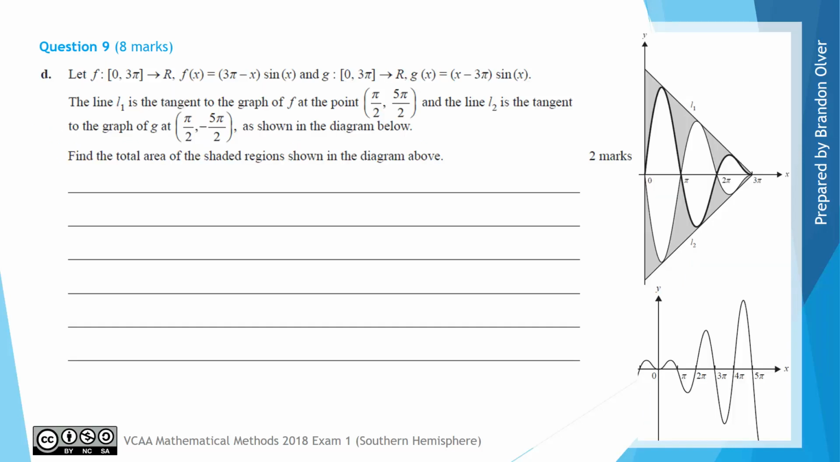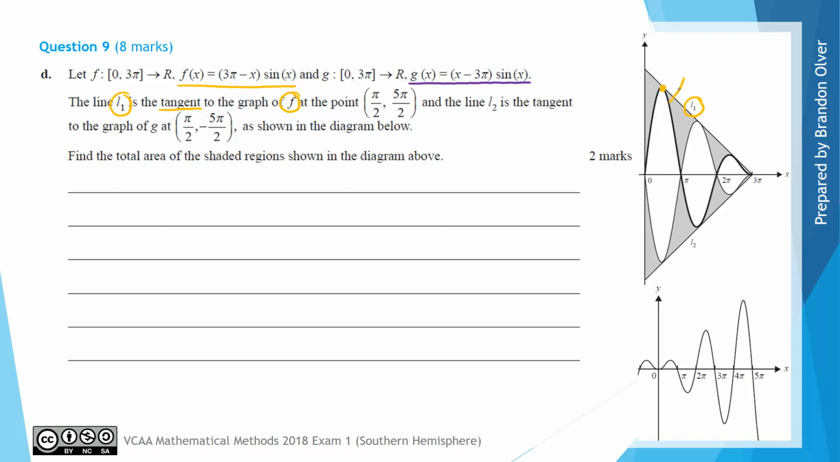For part D, let f have the domain 0 to 3π, where the rule of f of x is (3π − x) times sine of x. And g also has the domain of 0 to 3π, where its rule of g of x is equal to (x − 3π) times sine of x. So L1 is a line that is a tangent to the graph of f. So L1's here, and it's a tangent to the graph of f at the point (π/2, 5π/2). So that's that point there.